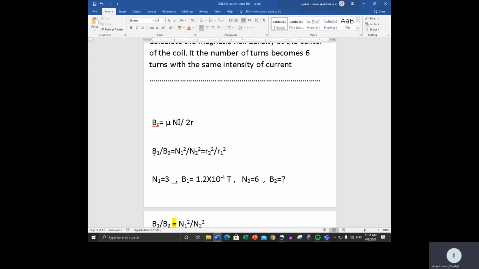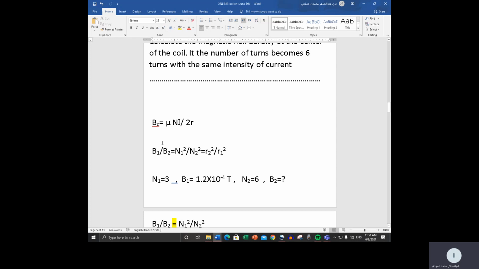So I put here B1 over B2 as a ratio between the two of them equals N1 squared over N2 squared. Where did I get this from? Look at this rule. If I put B here, B1, and I put here N1, and here I put R1, I will find that at the end, when I divide, I put this one B1 and put everything here 1, and then rewrite the whole rule again and write B2, and then divide the two equations.